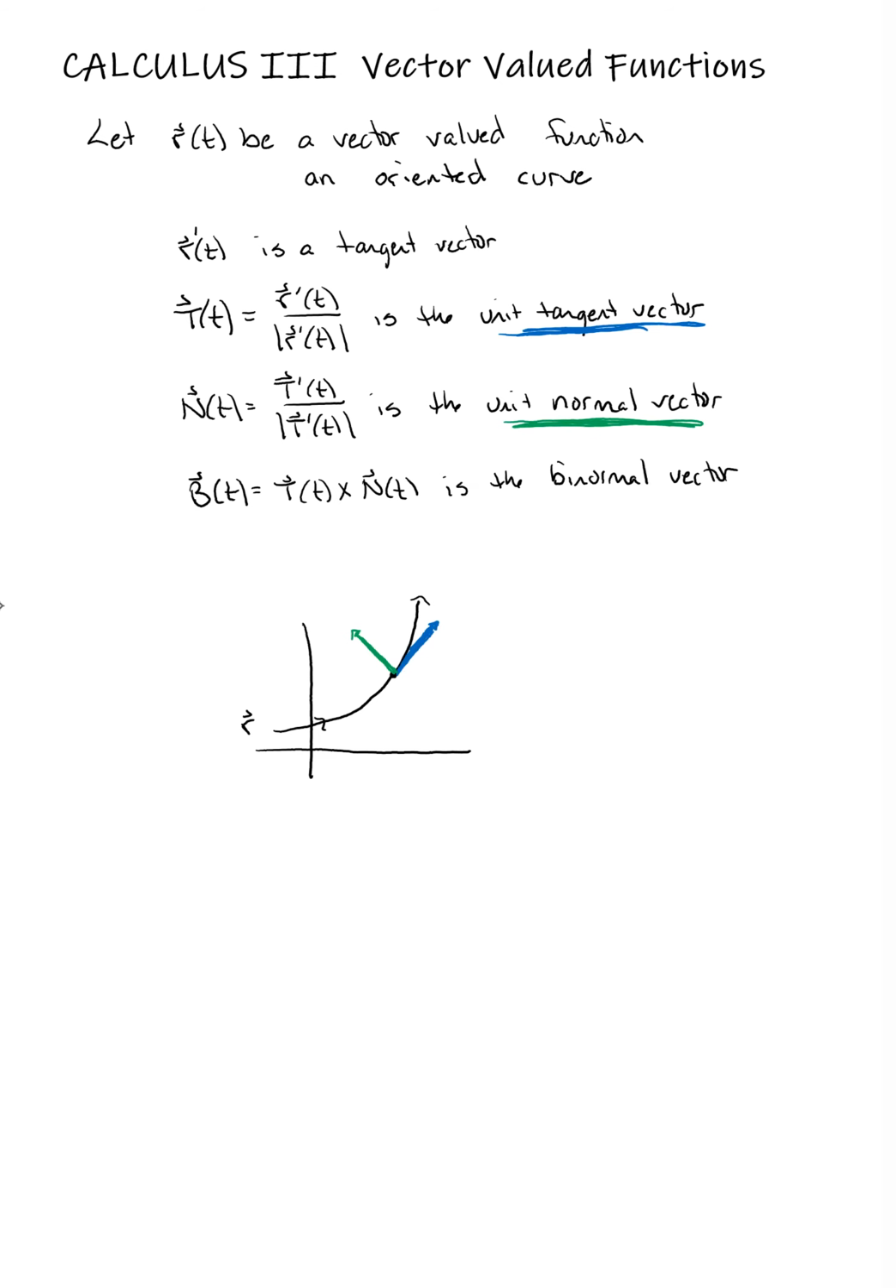What about the unit normal vector? Well, normal implies orthogonal or perpendicular, and so it's going to be perpendicular to the unit tangent vector, but it's always going to be in the direction into the curve, so towards the inside of the curve. So that would be our unit normal vector. And finally, the binormal vector, we can determine the direction of that one. Again, it is a unit vector, so its magnitude is also 1, just like the previous two.